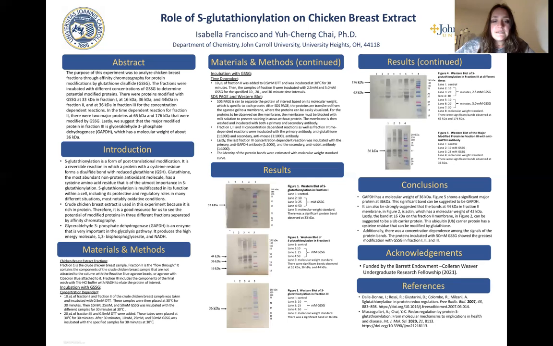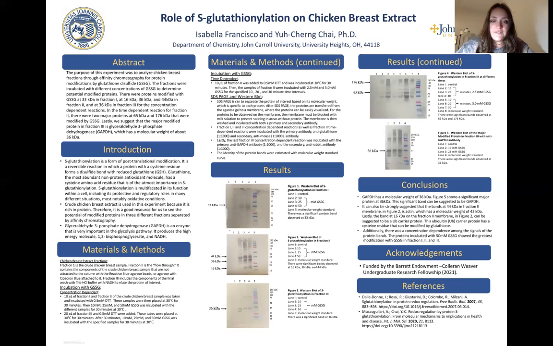The next experiment was a time-dependent analysis of GSSG modification. These experimental results were included in figure 4. There were two significant modified bands at 176 and 65 kilodaltons. Lastly, the major protein in fraction 3 was identified to be glyceraldehyde 3-phosphate dehydrogenase, which was determined by using the primary antibody anti-GAPDH. This identification of GAPDH using anti-GAPDH as the primary antibody is included in figure 5.